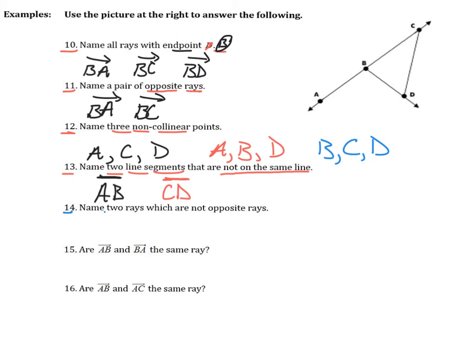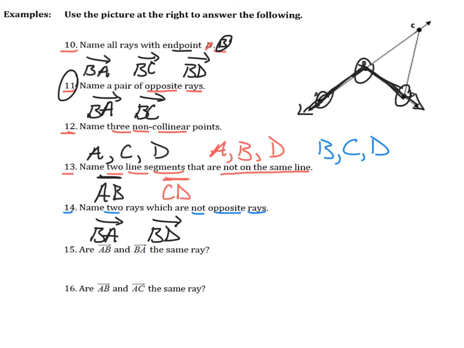For 14, I want two rays that are not opposite rays. Okay, so we defined opposite rays earlier in 11 with BA and BC. I'm still going to use BA actually as one of my rays, but the other ray I'm going to list is BD. Now, even though they do share the same endpoint, B, the thing is they're not going in complete opposite directions. When I trace them, it does not form a line. The 3 points B, A, and D are not collinear.